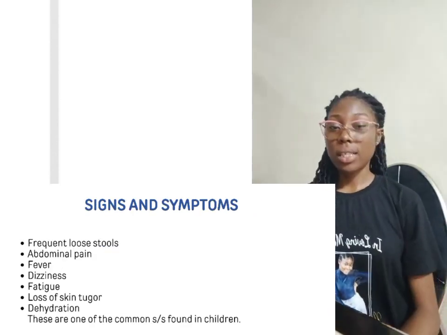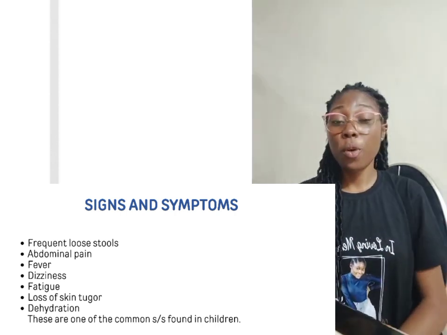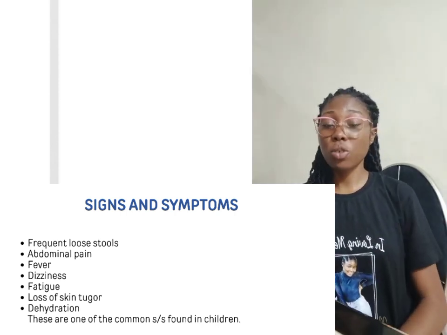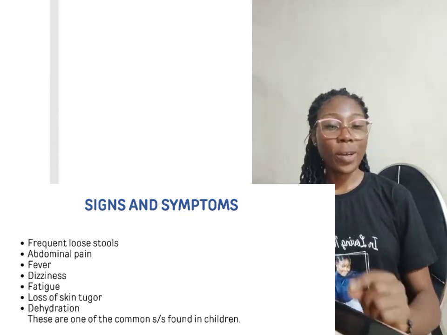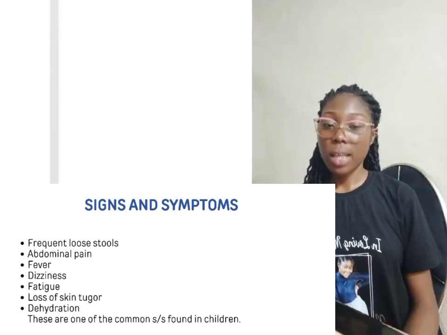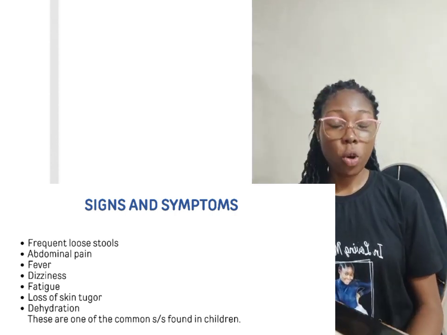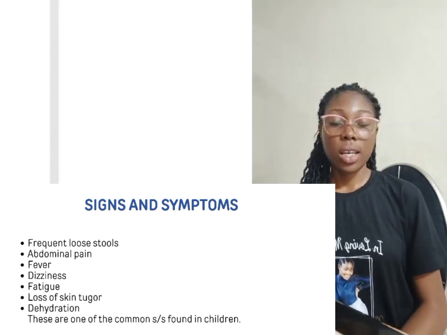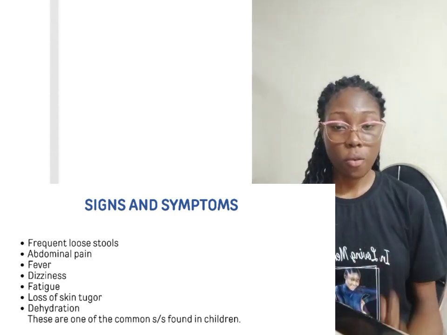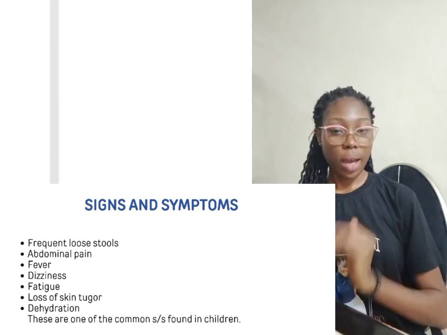Now let us talk about the signs and symptoms of this disease. The first sign and symptom of this disease is frequent loose stool, passage of frequent loose or watery stool. Of course, this is one of the most indicative signs and symptoms of this disease, followed by abdominal pain or abdominal cramping. We also have fatigue, dizziness due to too much loss of fluid and electrolytes. We have loss of appetite and we have dehydration.